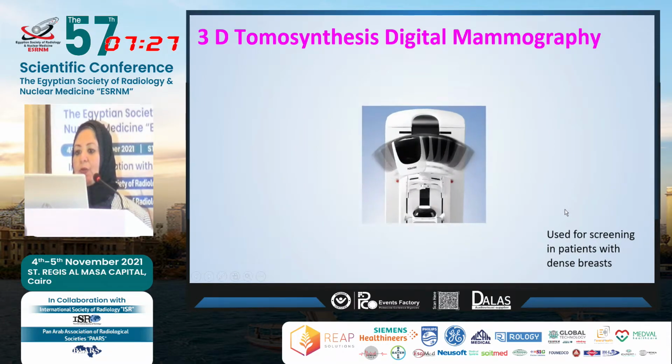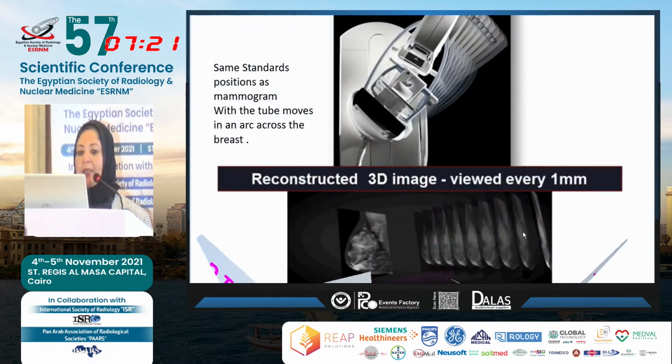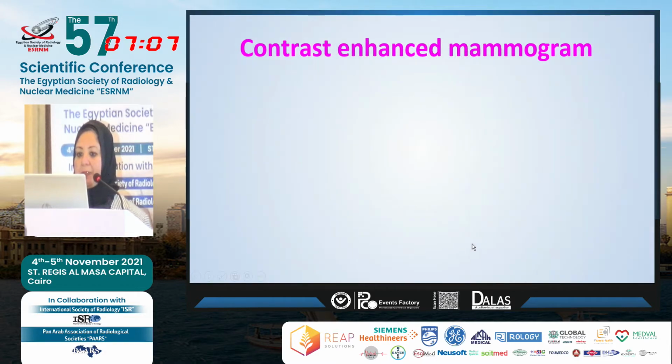The 3D tomosynthesis digital mammogram is mainly used for screening in patients with dense breasts, using the same standard positions as in a standard mammogram examination, with the tube moving in an arc across the breast, resulting in reconstructed 3D images viewed every 1 millimeter.